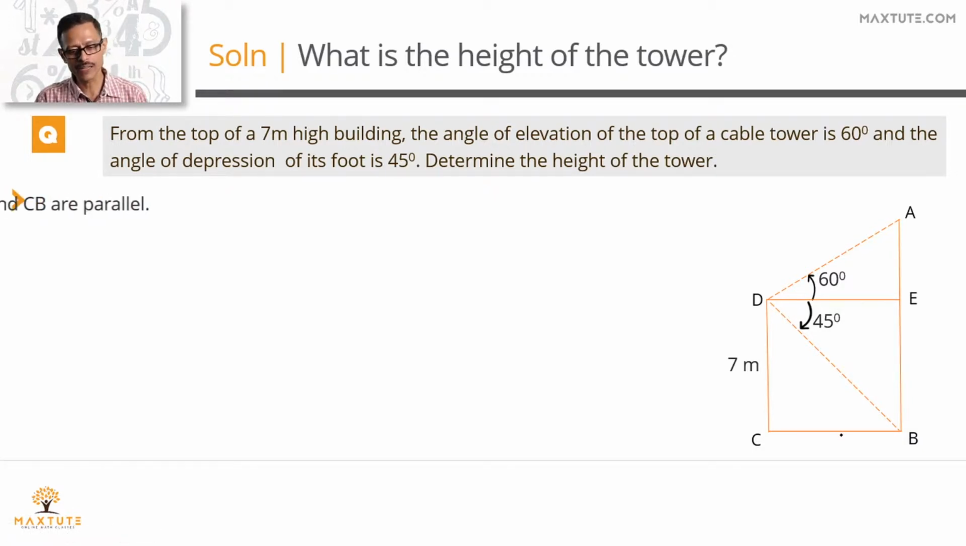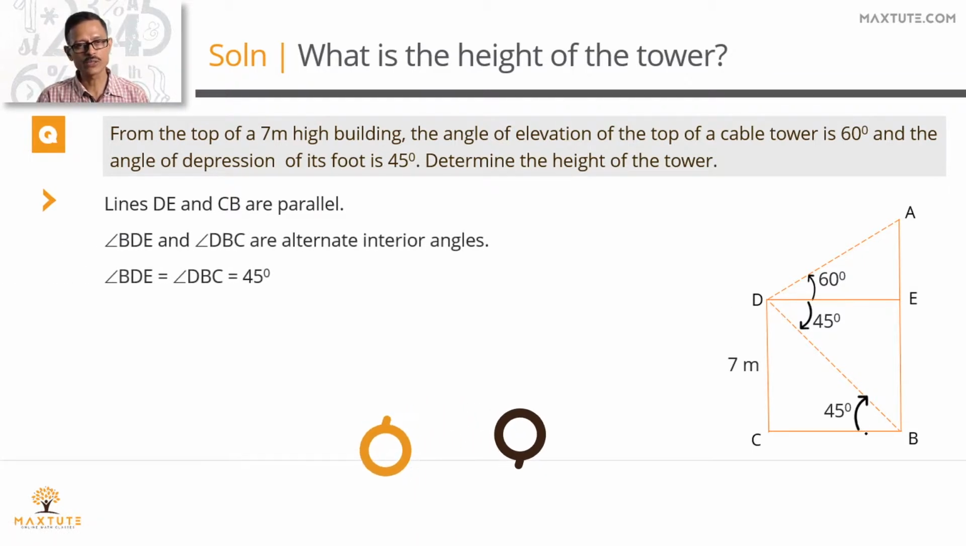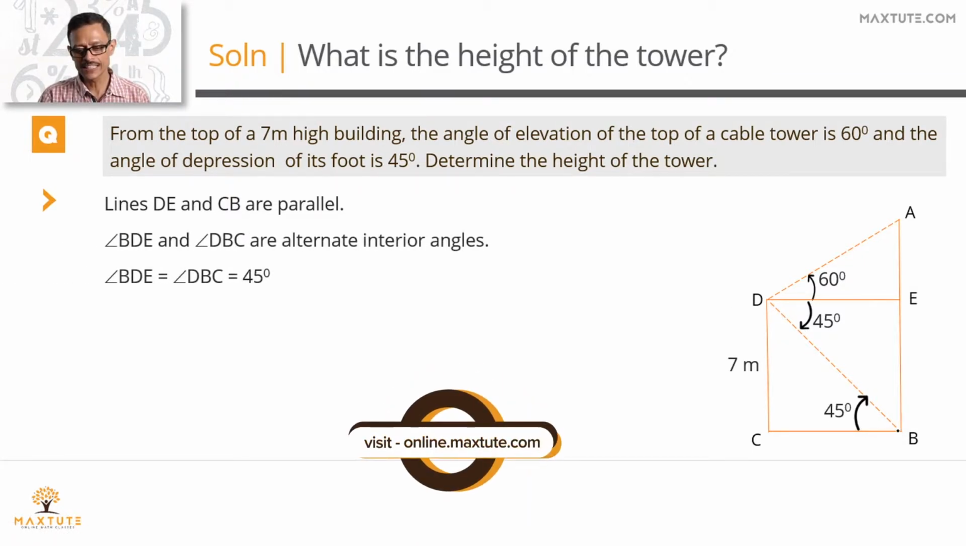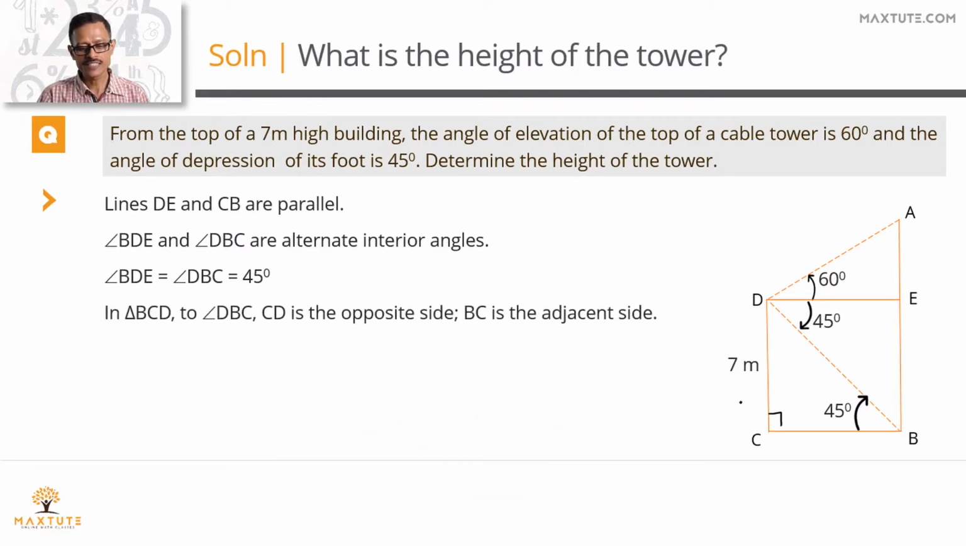DE and BC are parallel. DB is a transversal that cuts through both of these. Interior alternate angles will be equal, or alternatively we can say angle of depression is equal to angle of elevation. So angle DBC is going to be equal to 45 degrees. Now look at triangle BDC, this right triangle BDC. To this angle DBC, to angle 45 degrees, CD happens to be the opposite side. BC happens to be the adjacent side.